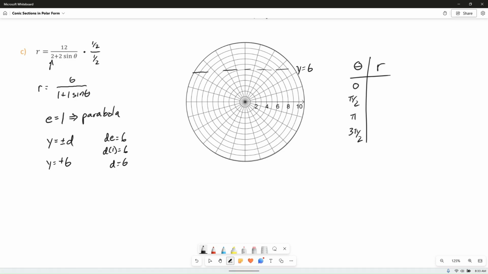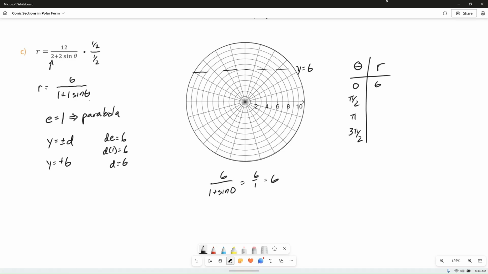Sometimes it's easier to use one or the other, depending on if there are decimals or fractions within the big function. But in this case, it doesn't really matter because I don't have any fractions or decimals in there. So I'm going to use the simplified version just because it's simplified. If I take 0 and plug it in, I have 6 over 1 plus the sine of 0. I know sine of 0 is 0, so we're just left with 6 over 1, which is 6. So if theta is 0, r is 6.